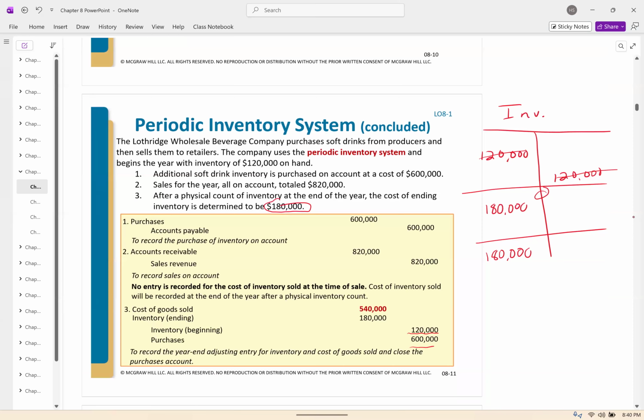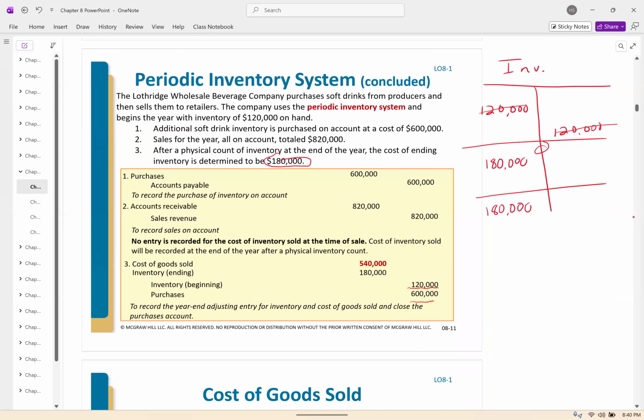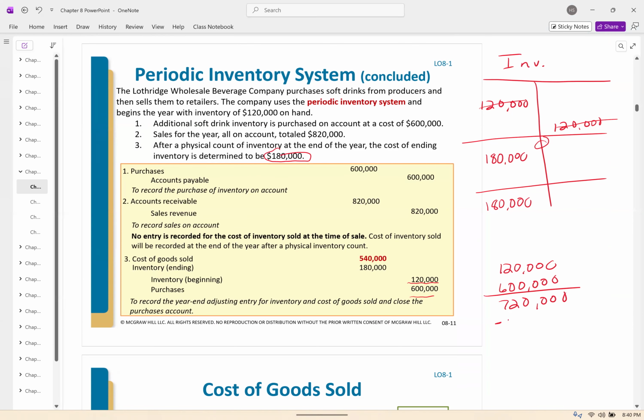Okay. And we could take that formula, beginning inventory, 120,000, add purchases. We made that entry. I have 1 0, I need another 0 there. And that gives us 720,000 goods available for sale. We're going to subtract the ending, and you should get that 540,000. Okay. So they're backing into what cost of goods sold is.